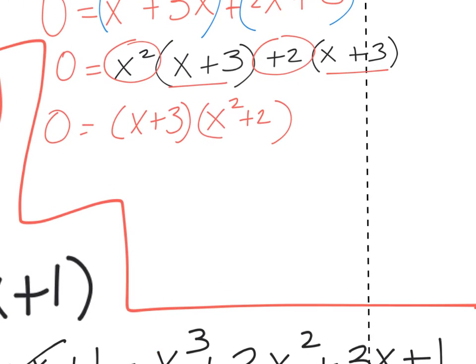Now to find the solutions, you have to set each factor equal to 0. So that means that x is equal to -3. That's my first solution. Now let's set this one equal to 0.